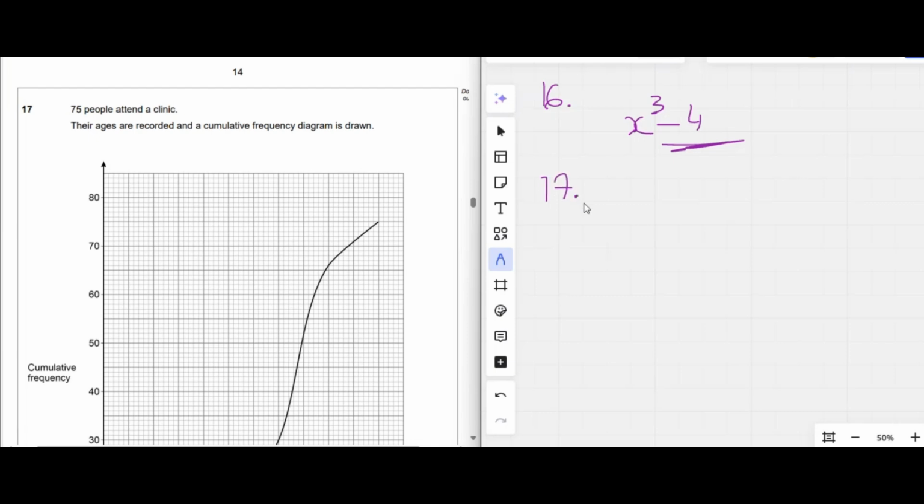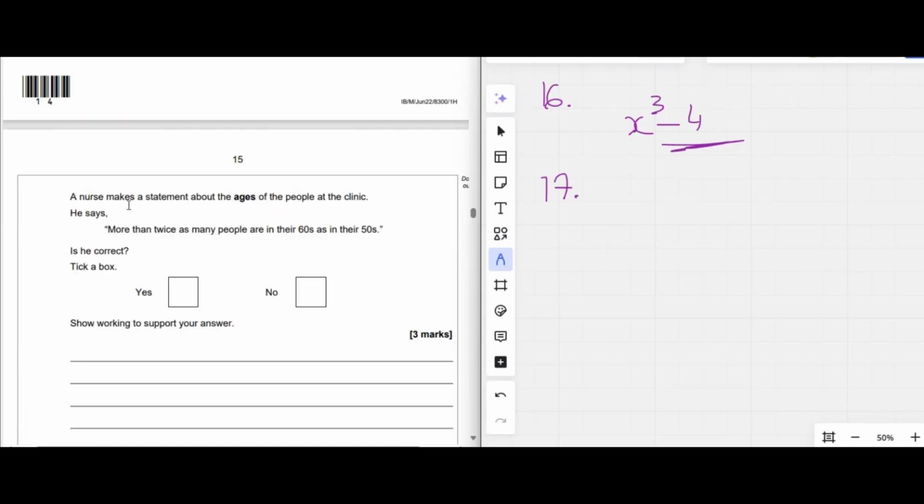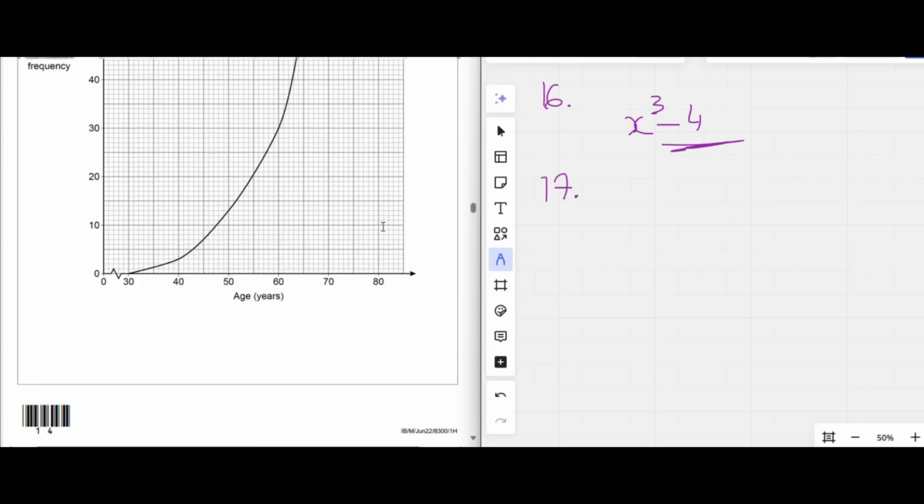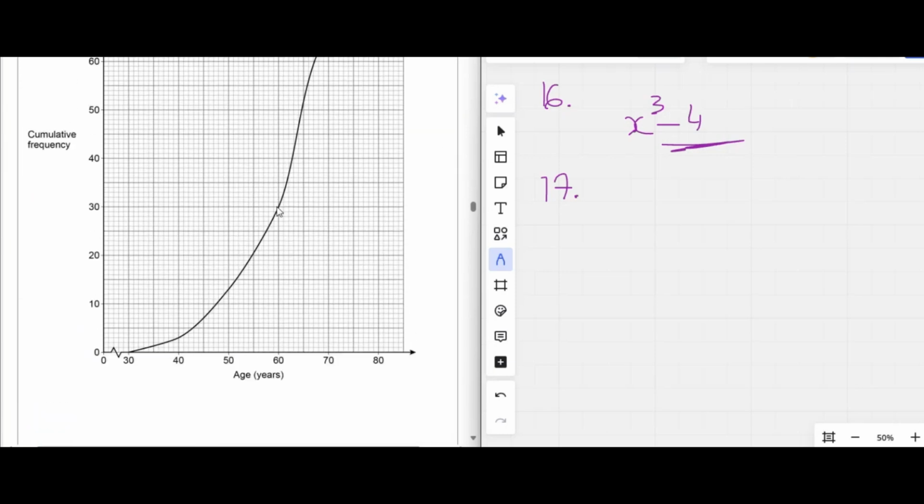Next one. 75 people attend a clinic. Their ages are recorded and a cumulative frequency diagram is drawn. A nurse makes a statement about the ages of the people. He says more than twice as many people are in their 60s as in their 50s. Is he correct?